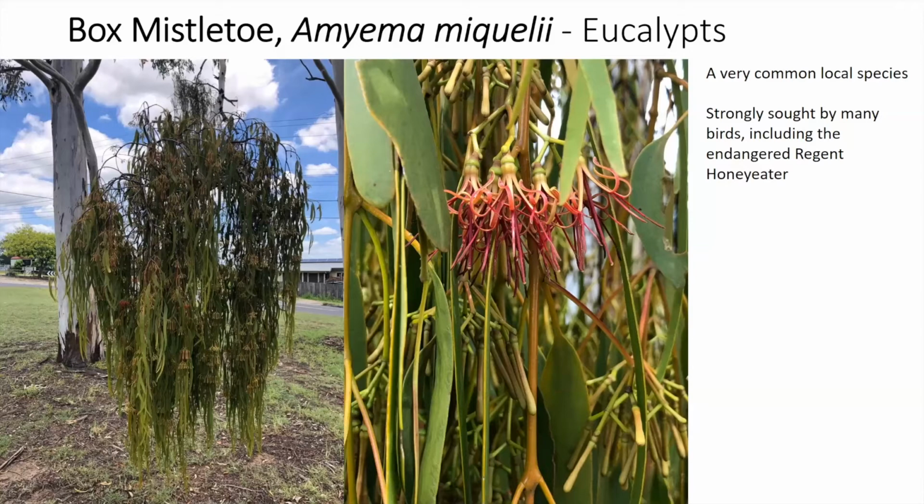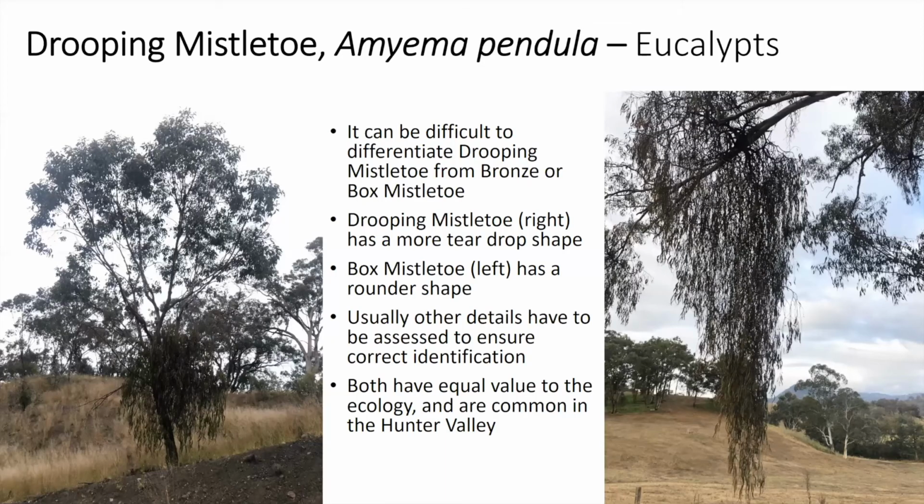Now, what we just saw was box mistletoe. You can see it on the left there, but on the right, we have drooping mistletoe. These two species can be really hard to tell the difference, and you've got to look for 3 or 4 features to determine what species it is. But the drooping mistletoe tends to have the inverted teardrop shape, box mistletoe, the round shape. But both very ecologically valuable mistletoes.